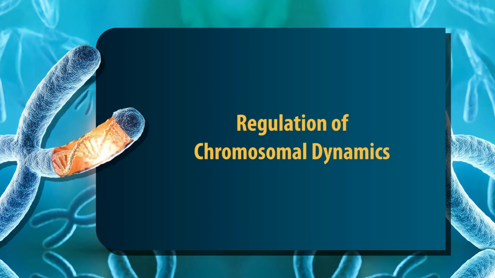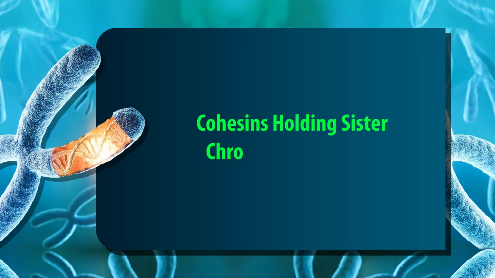Regulation of chromosomal dynamics. Chromosomal dynamics are regulated by cohesins, condensins, motor proteins, and microtubules. Chromosomal dynamics during cell divisions are tightly regulated by cohesins, condensins, and motor proteins interacting with microtubules, ensuring precise chromosome organization and segregation.